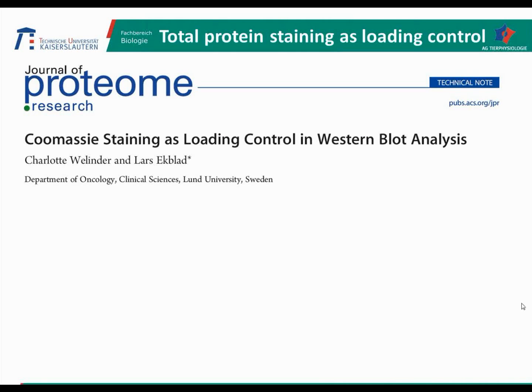So this idea to take the total protein as a loading control does not come from our group. It's older. It's also not invented by those two, but they had also an idea 3 years ago. I think it was in 2011, a publication in Journal of Proteome Research. And these two authors suggested Coomassie staining as a good loading control.